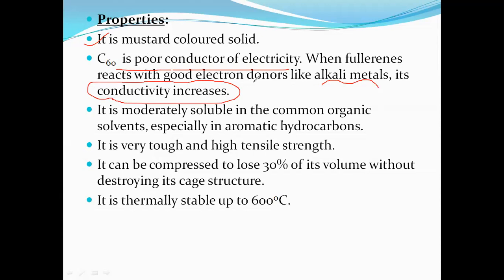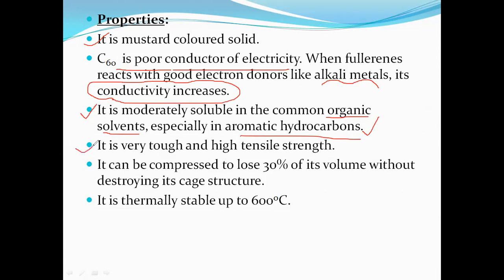Next, let me discuss C60 material. C60 has excellent solubility in organic solvents. Notice the difference between organic solvents and aqueous solvents. Benzene is an organic solvent, CCl4 is an organic solvent, and cyclohexane is an organic solvent. C60 can easily dissolve in organic solvents, especially aromatic hydrocarbon solvents; benzene is an aromatic hydrocarbon solvent.